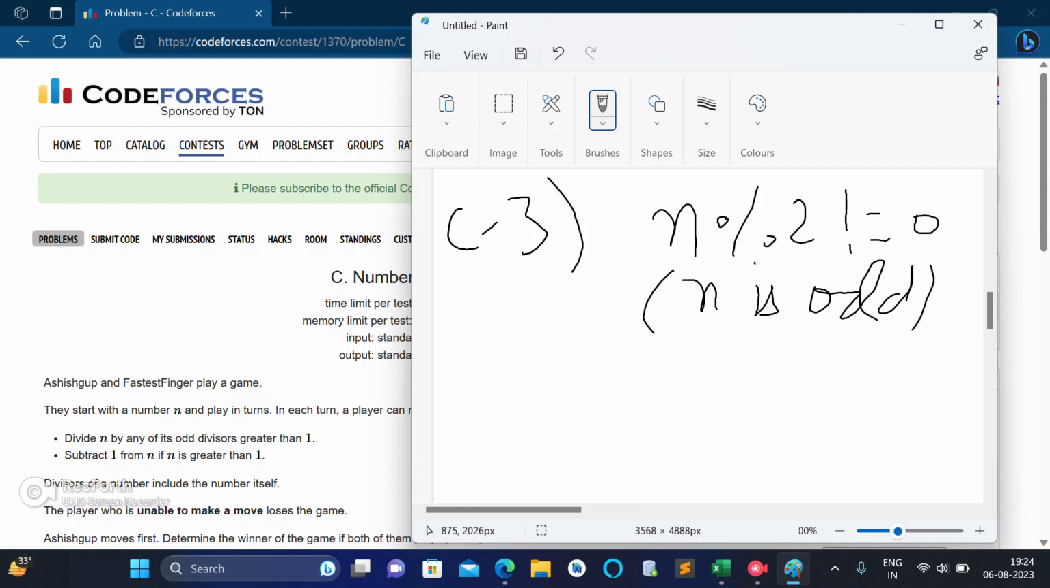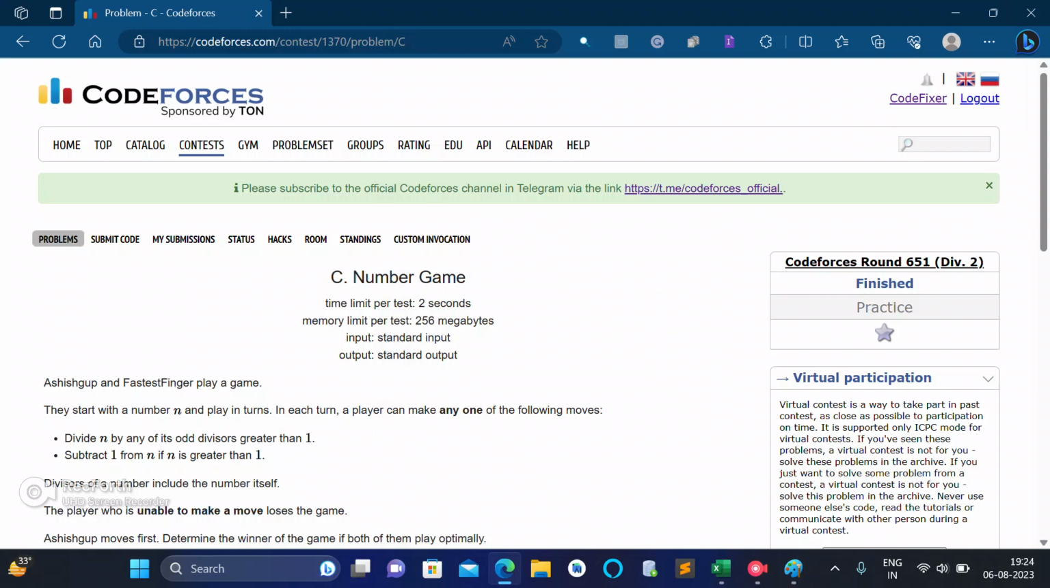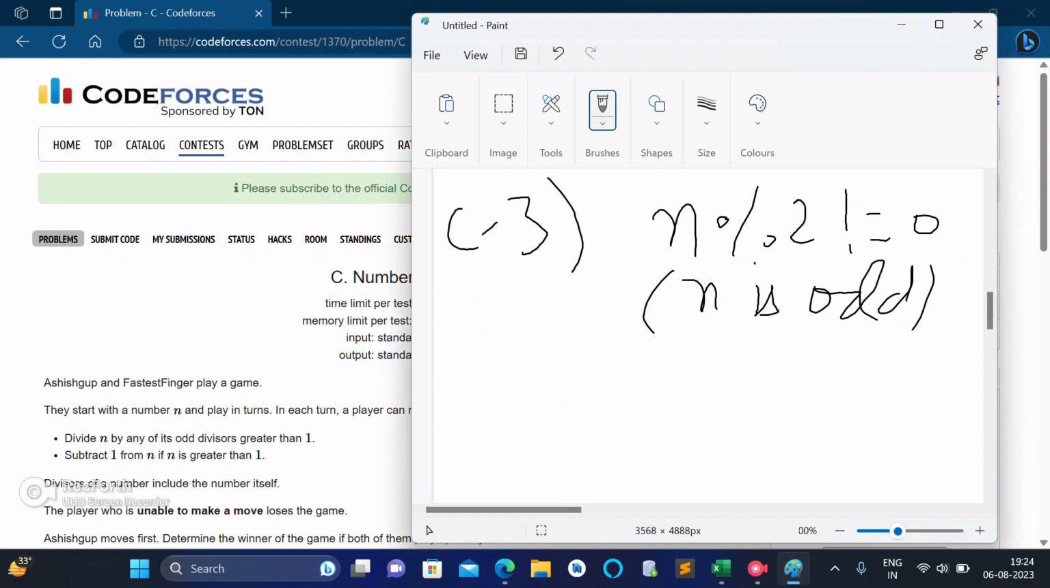If n is odd, then the Ashish Group has its first turn. So Ashish Group will think that if we divide n by itself only, here you can see that it is written in the question that divisors of a number include the number itself. So what we can do is divide n by itself only, because here n is odd and operation 1 says divide n by any of its odd divisor which is greater than 1.